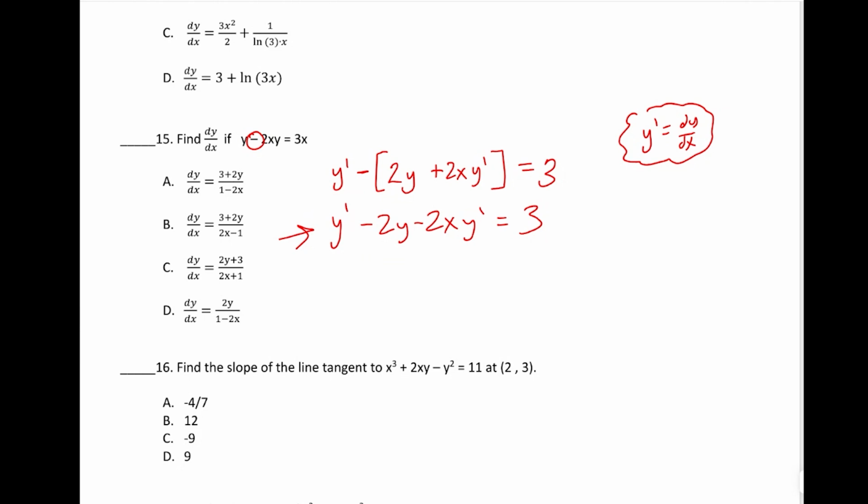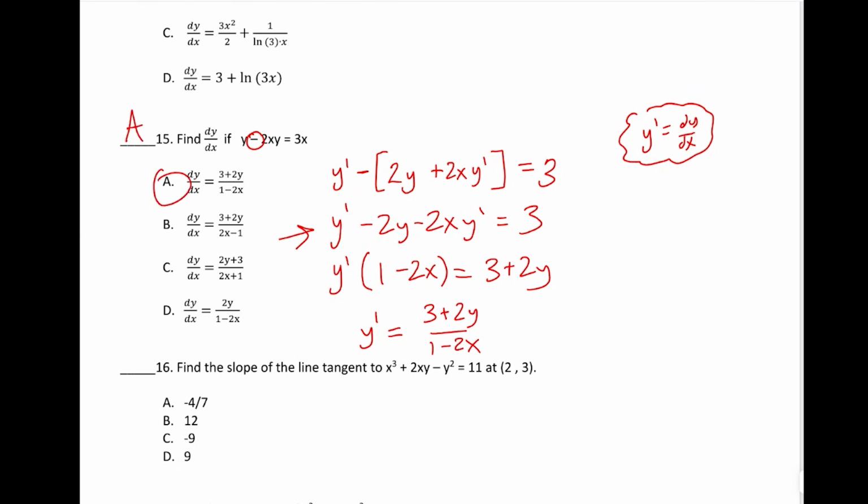So I'm going to keep my terms that have y prime on the left-hand side and factor the y prime out as a GCF. So I'll have y prime times 1 minus 2x, and then I'll bring that extra negative 2y. I'm going to add 2y to both sides to get 3 plus 2y. So just rearranging a little bit there. And then I want to divide both sides by 1 minus 2x. So I get 3 plus 2y over 1 minus 2x. Where is our answer here? It looks like it's right here. Oh, it's A. I read over it the first time. Yep, there you go.